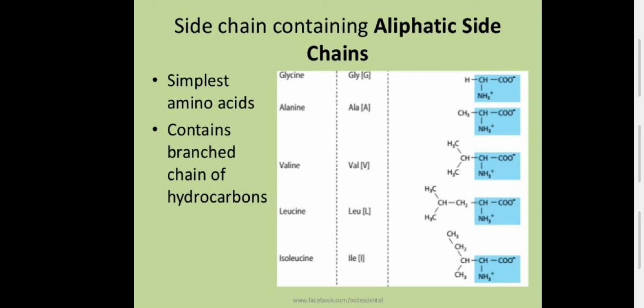In your module, I have already given you the definitions of all 20 amino acids. To recall, glycine is used to produce glutathione and porphyrin. It is actually a component of hemoglobin.